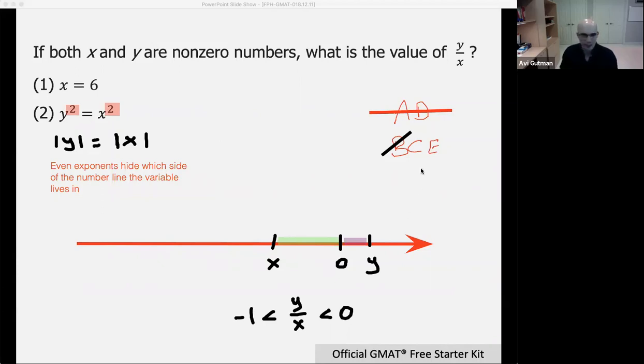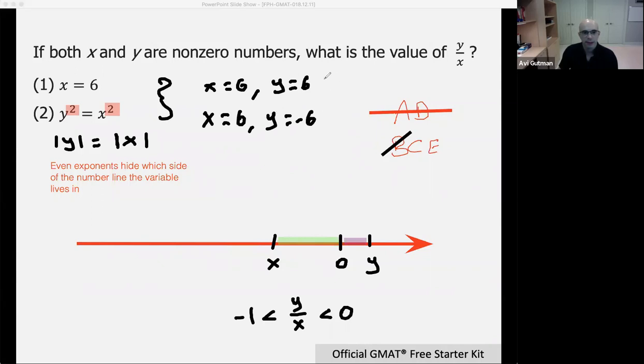This is one of those cases, though. We've already eliminated the other 3 answer choices. We're down to C and E, so we should combine the statements. We know that x is 6. We also know that x and y are the same distance from 0. So I'll say that either x and y are both 6. That's one option. Or the other option is x is 6 and y is -6.